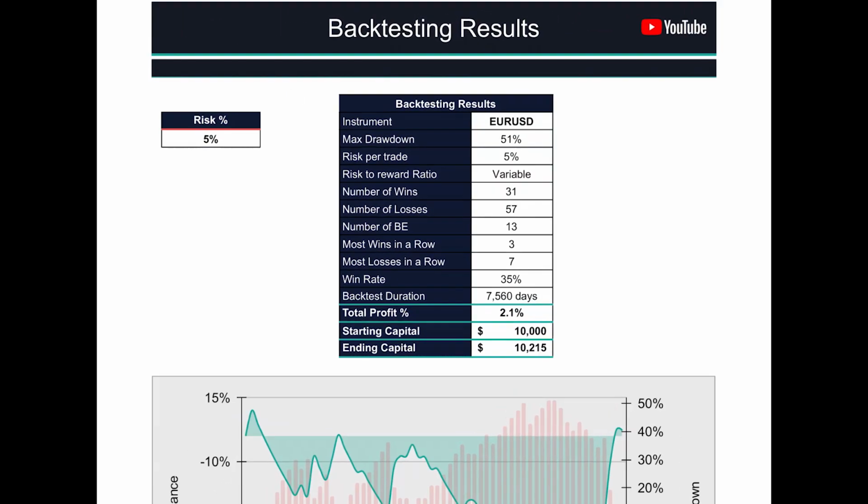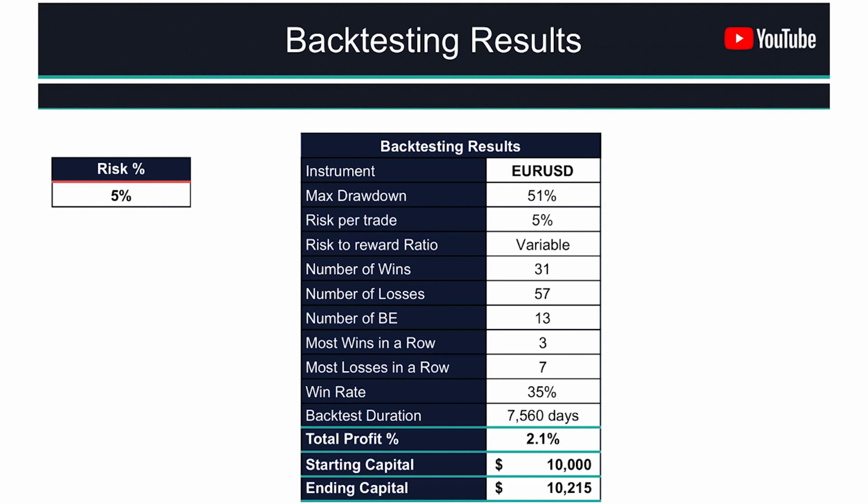All right, guys, so here are the results on EUR/USD. We had a maximum drawdown of 51%. We were risking 5% per trade with a variable risk to reward ratio with a trailing stop loss. We had 31 wins, 57 losses, and 13 trades that ended up in break even. We had a maximum of 3 wins in a row and a maximum of 7 losses in a row. So that gives a win rate of 35%. Overall, the net profit over those 20 years was 2.1%.